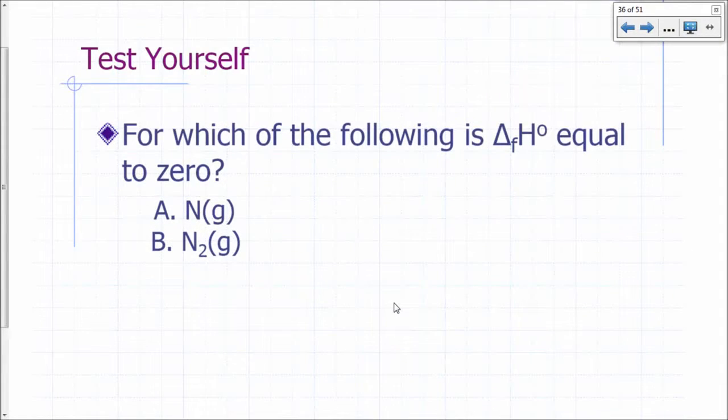Okay, let's look at this. For which of the following is the delta H of formation equal to 0? N gas or N2 gas?